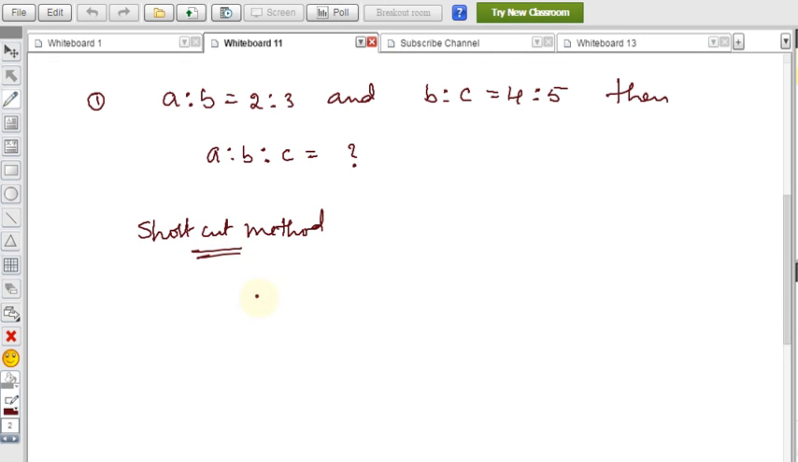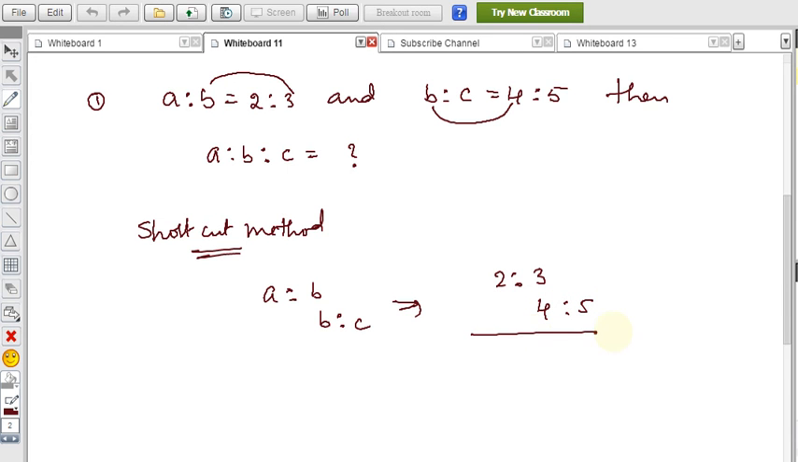A is to B is 2 is to 3. A is to B and B is to C, like this you write first. That is 2 is to 3, because B is the common. Here the B value is 3, but here the B value is 4. Because it is different, we need to apply this method. And 4 is to 5. Just keep a line. The formula for A is to B is to C is to multiply A into B is to B square is to B into C.